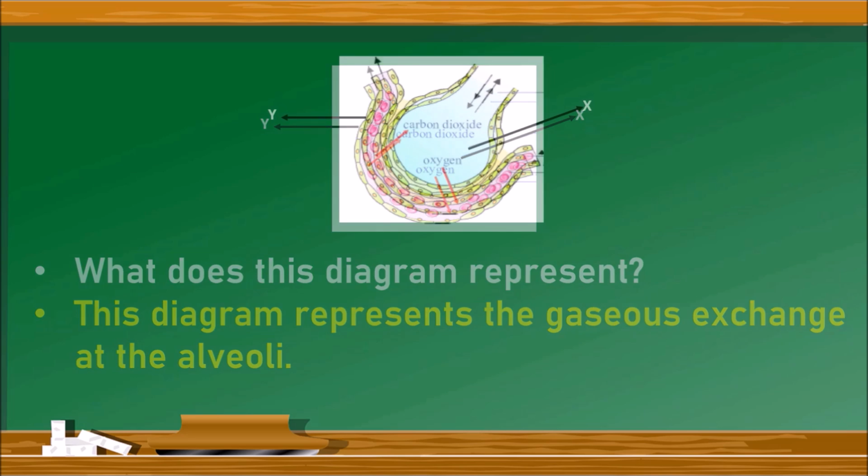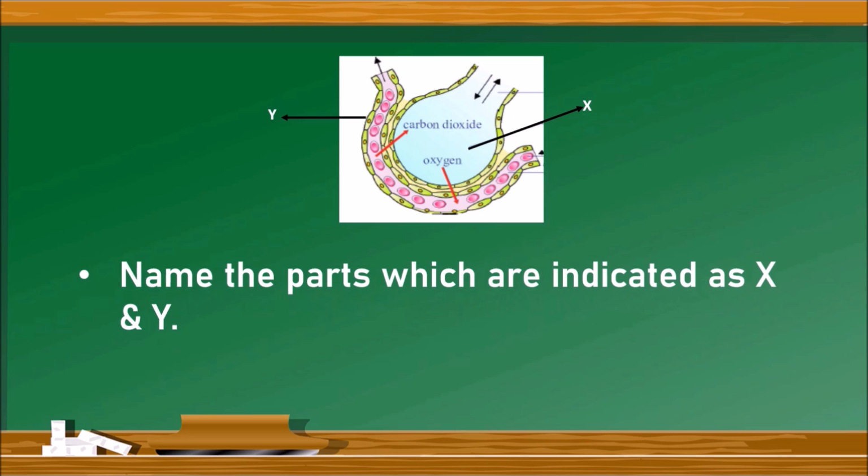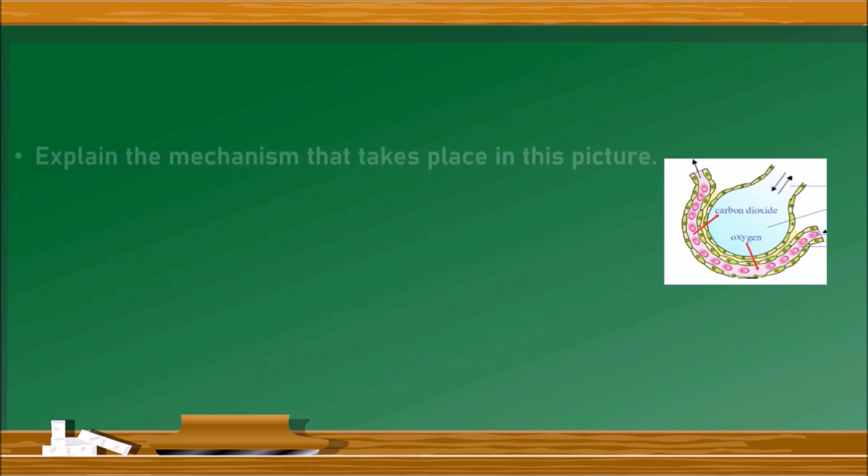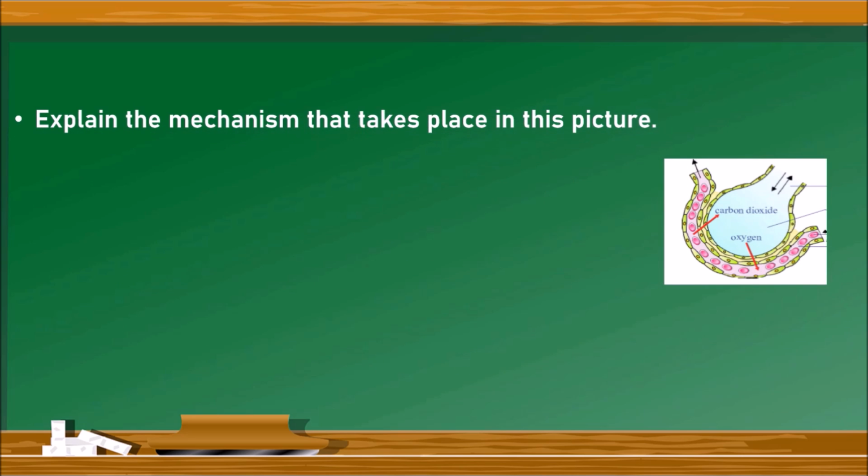The next one is, name the parts which are indicated as X and Y. In this diagram, the part which is indicated as X is alveoli, whereas the part which is indicated as Y is blood capillary. The next question, explain the mechanism that takes place in this picture. It refers that we need to explain the gaseous exchange that takes place in alveoli.